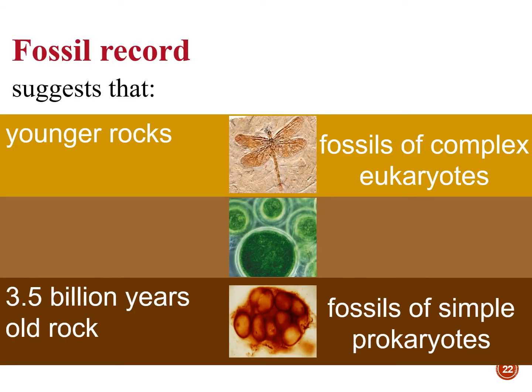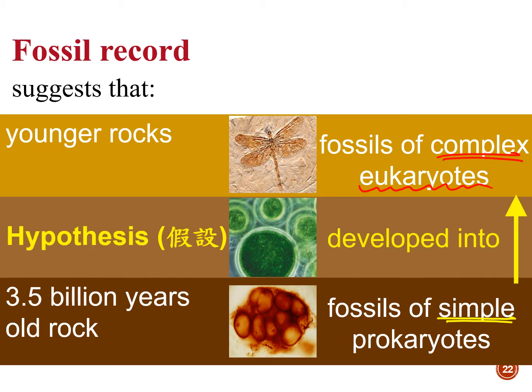The fossil record also shows that in the very old rocks, you have fossils which are very simple, prokaryotes maybe, bacteria-like. While in the younger rocks, you will be able to see fossils with very complex structures such as the eukaryotes. So what is the conclusion that you get? That is, probably, organisms developed from a simple form to a complex form. This is the hypothesis.